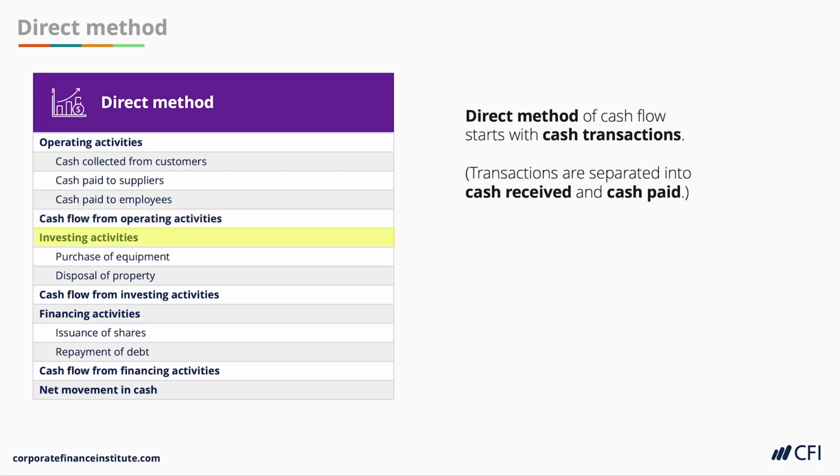The remaining investing and financing activities are also grouped into related cash transactions, such as purchases and disposals of equipment for investing, and the issuance of shares and repayment of debt in the financing activities. All three cash flow streams are then netted to arrive at the net cash movement for the year.